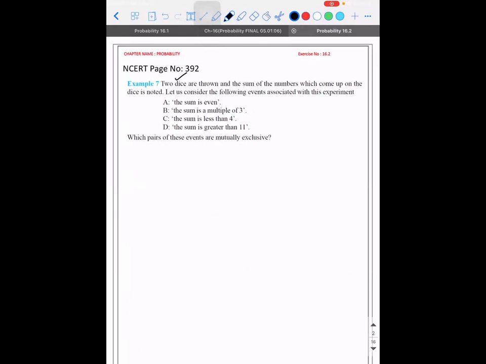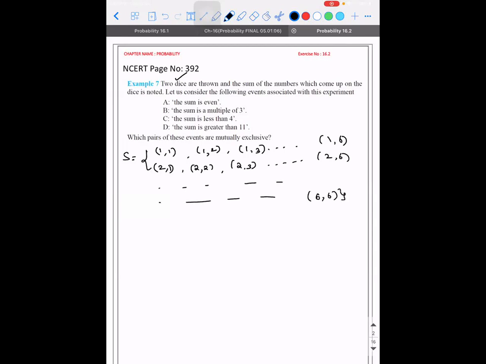Two dice are thrown, and the sum of the numbers which come up on the dice are noted. Let us consider the following events associated with the experiment. First, let me write the sample space: 1,1, 1,2, 1,3, and so on till 1,6, then 2,1, 2,2, 2,3, and so on till 2,6.